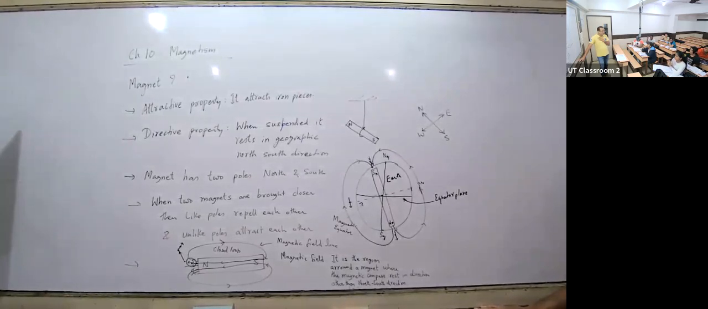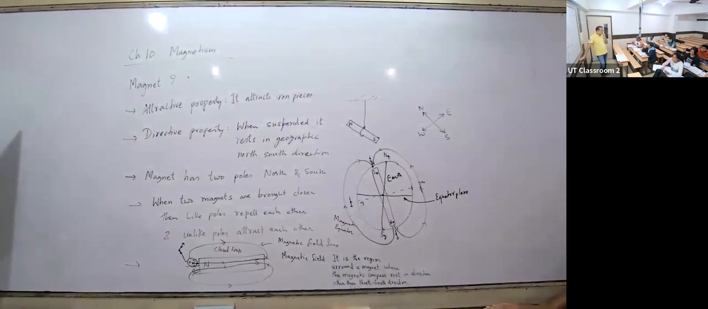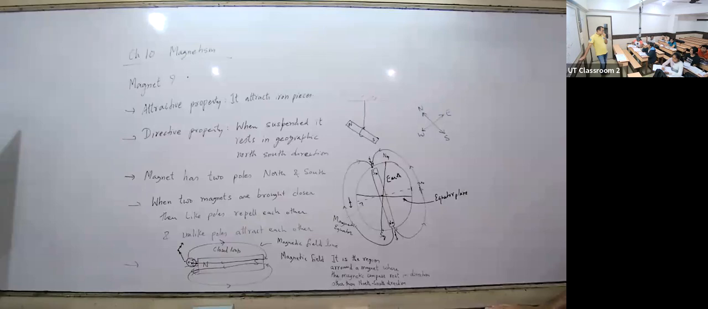What is a magnetic field? The region around any magnet where a magnetic compass points in the north-south direction. Rest in the direction other than north-south.